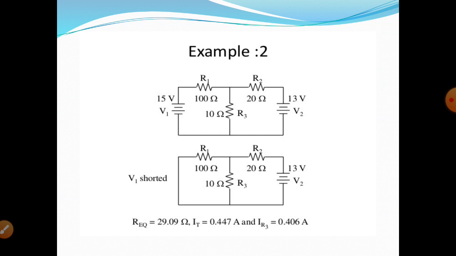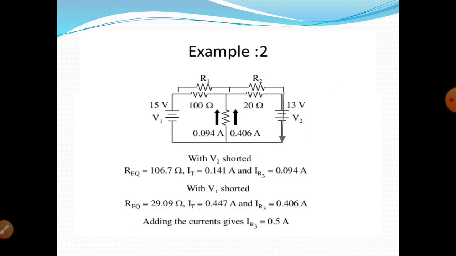By using mesh analysis, we get the value of IT equal to 0.447 amps, and IR3, the current flowing in the R3 resistor, is 0.406 amps.